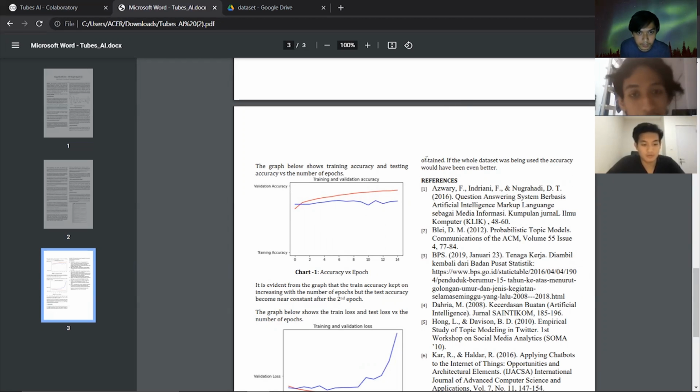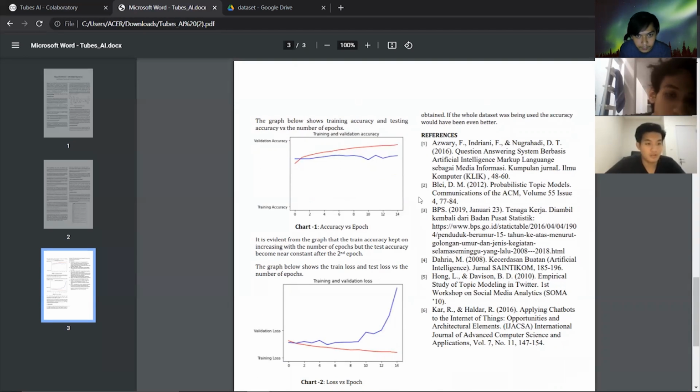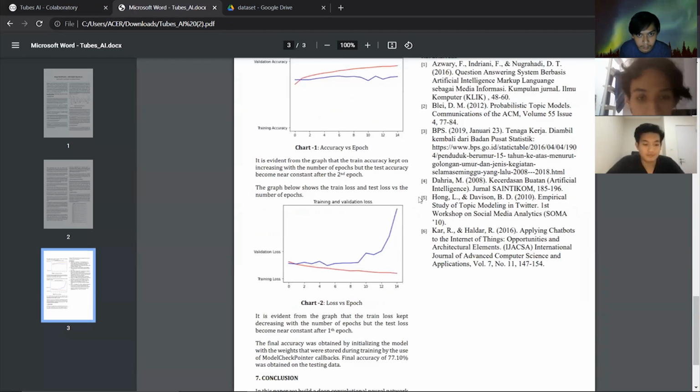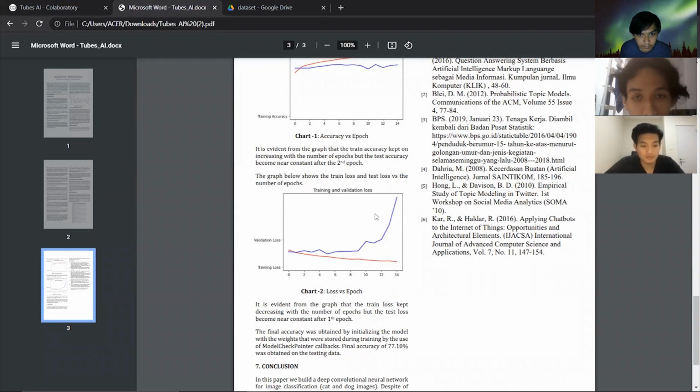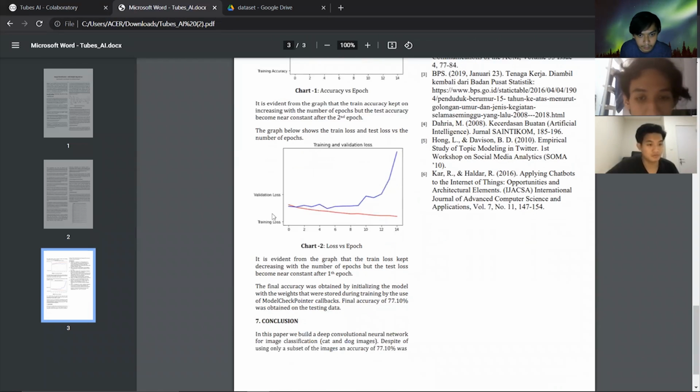The graph below shows the training accuracy and testing accuracy versus the number of epochs. It's evident from the graph that the train accuracy keeps on increasing with the number of epochs, but the test accuracy becomes near constant after the second epoch. Now, the second graph below shows the train loss and the test loss versus the number of epochs. It's evident from the graph that the train loss keeps decreasing with the number of epochs, but the test loss becomes near constant after the first epoch.